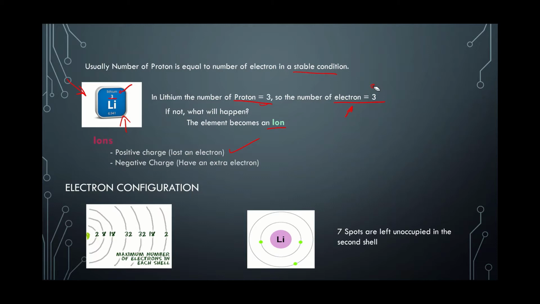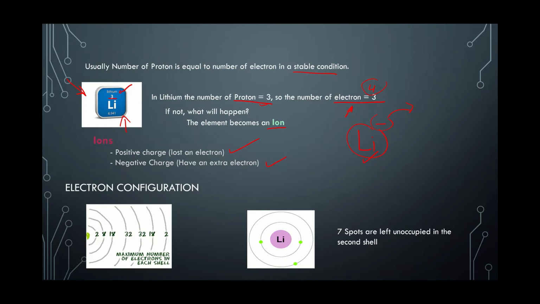What if the element gains an electron? So instead of 3, it will be 4. What will happen? Then the element itself becomes negatively charged. Why? Because it has 1 extra electron. So it needs 1 electron to be removed from it to be in the stable condition, or to balance between the number of protons and the number of electrons.